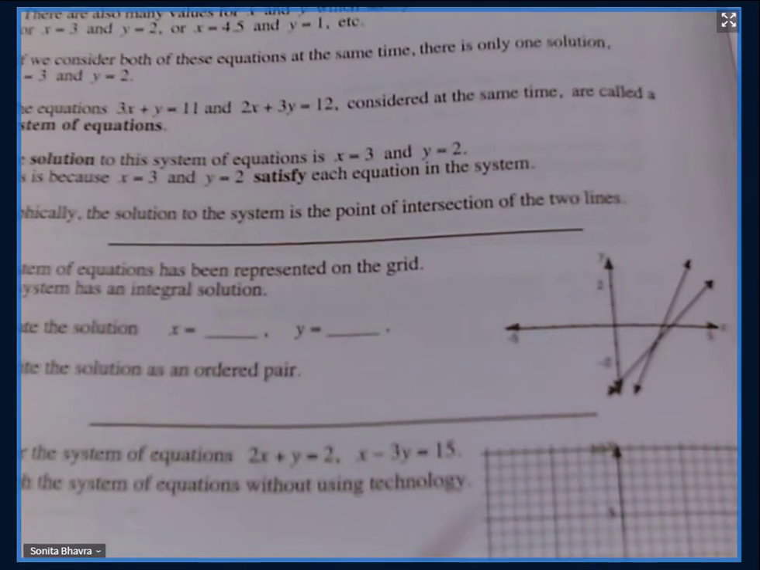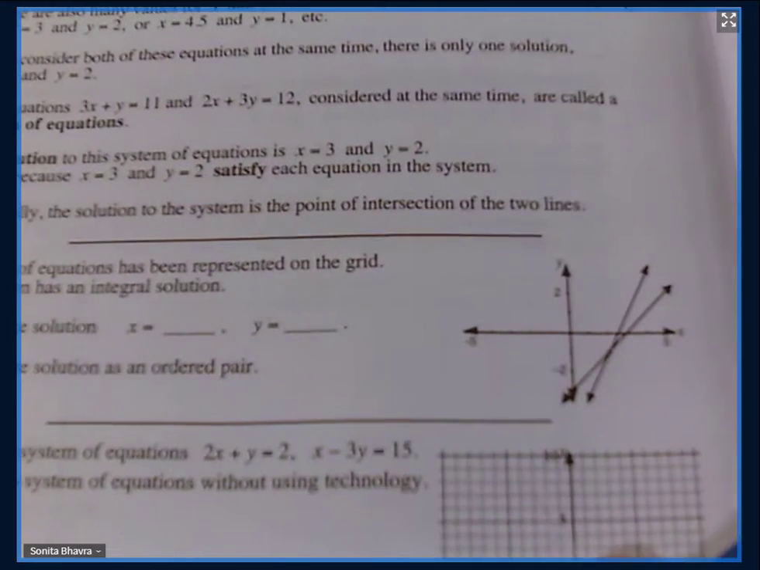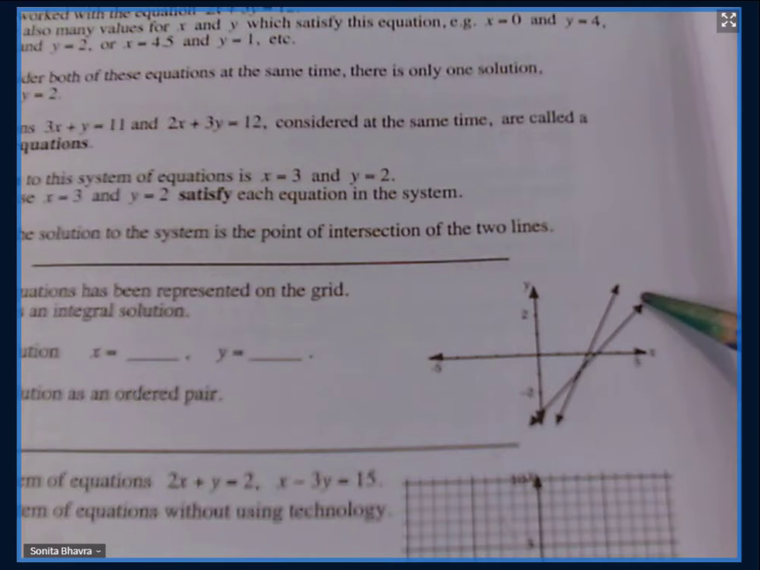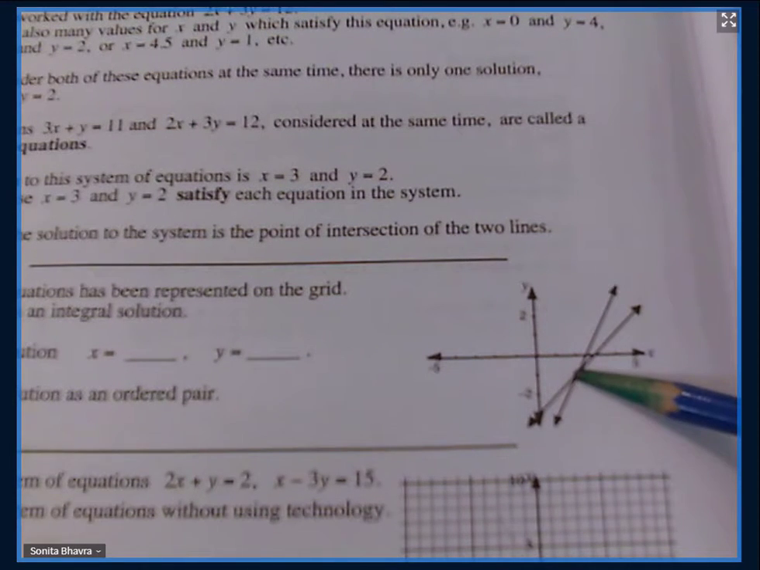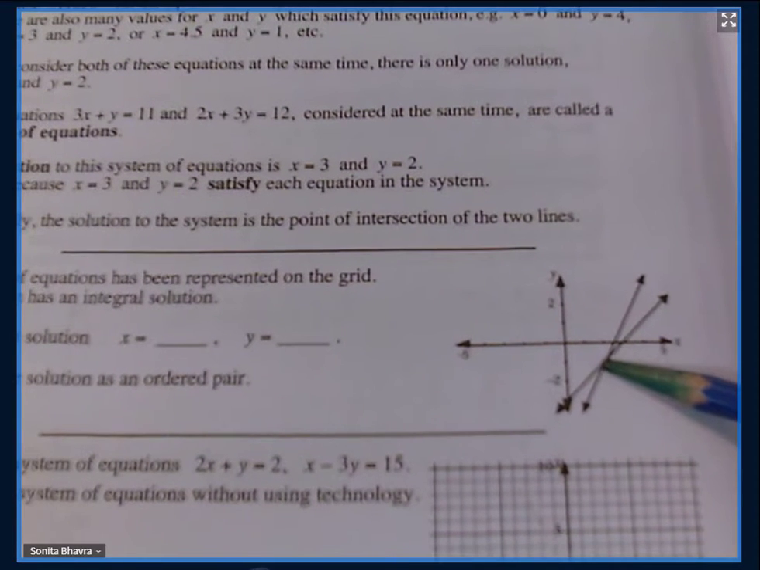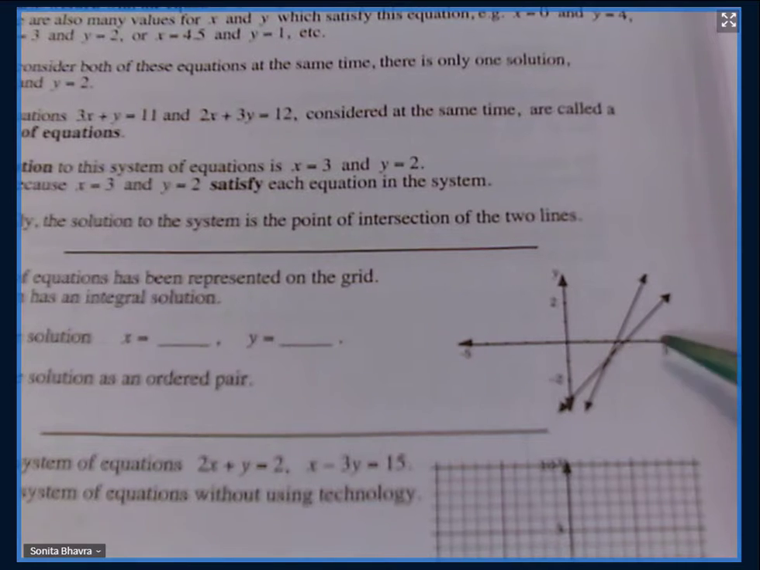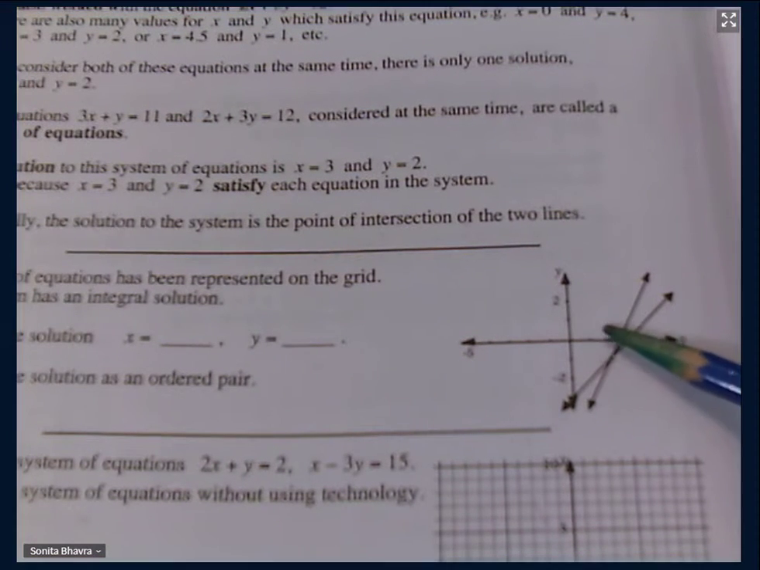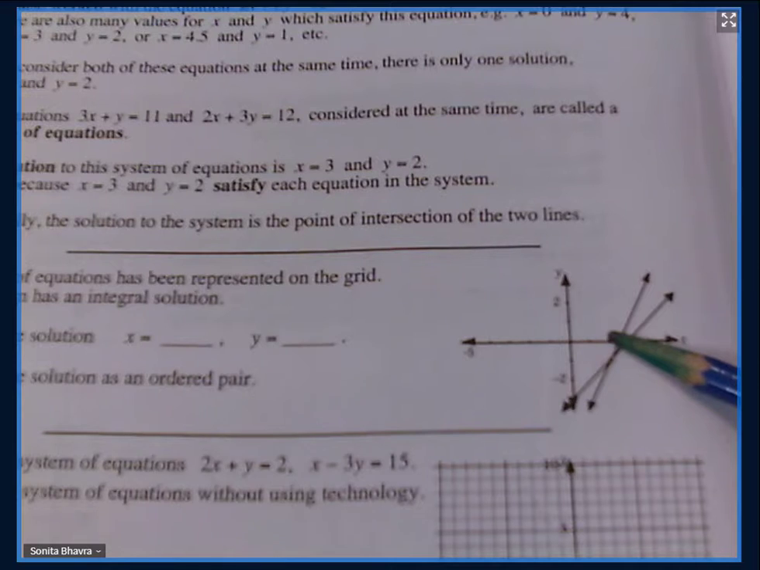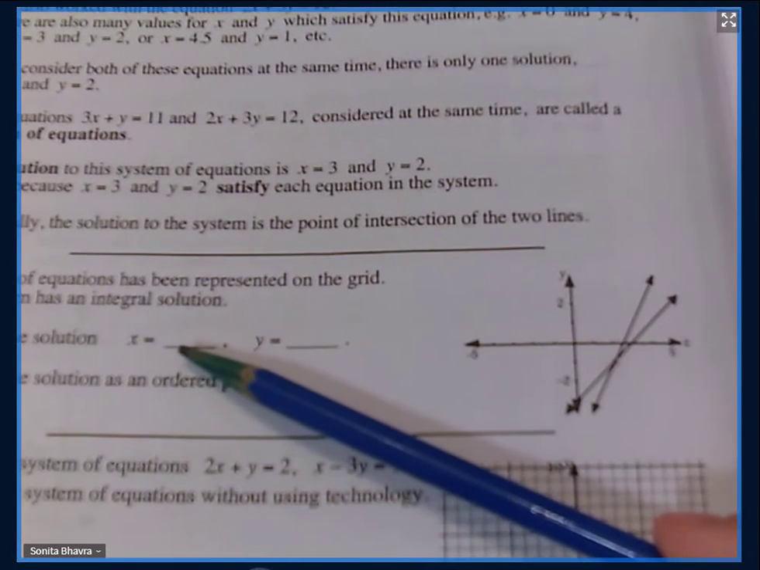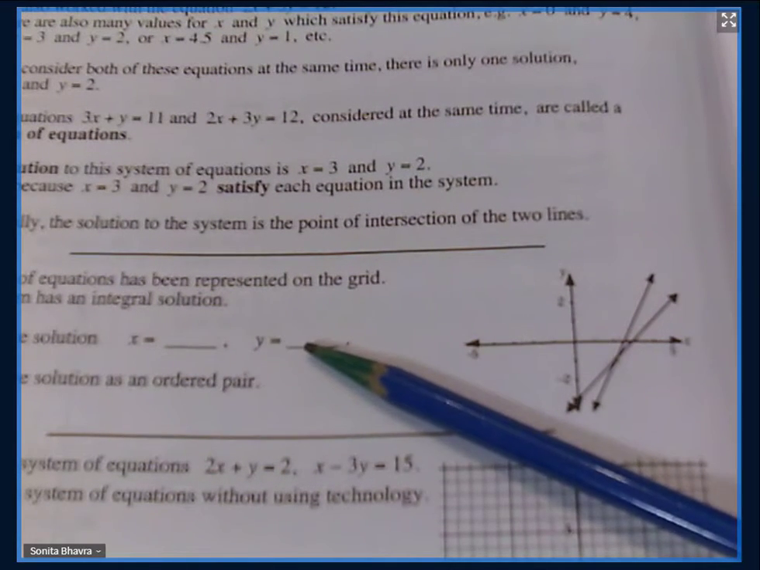So let's take a look at this graph here. In this graph, we have also two lines, and they're intersecting at a point right here. So that intersection point here is going to be the solution to this system. Okay, so over to 2 and down to -1. So the solution to this graph would be x is equal to 2 and y is equal to -1.